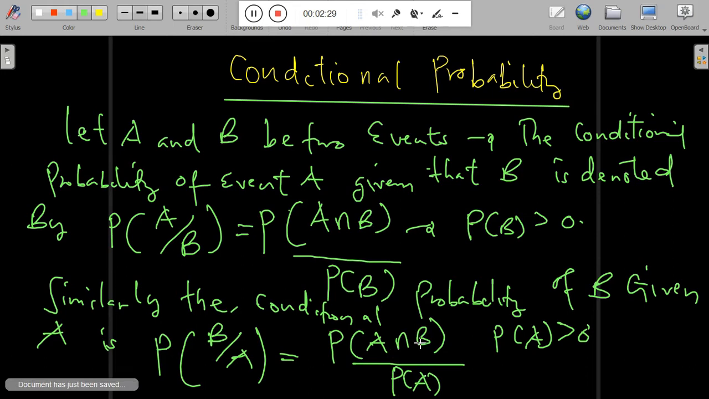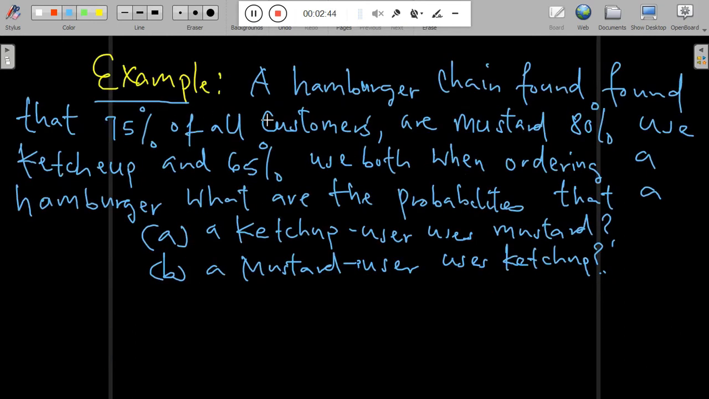So after understanding this, let's go quickly to an example. A hamburger chain found that 75% of all customers use mustard, 80% use ketchup, and 65% use both when ordering a hamburger. So what are the probabilities that (A) a ketchup user uses mustard, and (B) a mustard user uses ketchup?